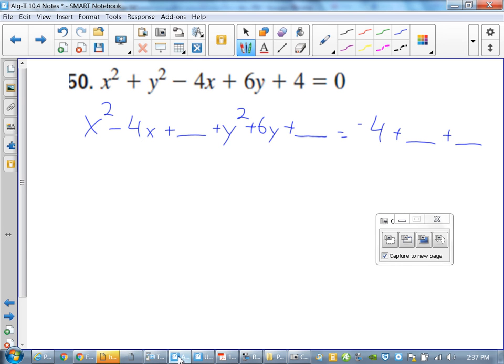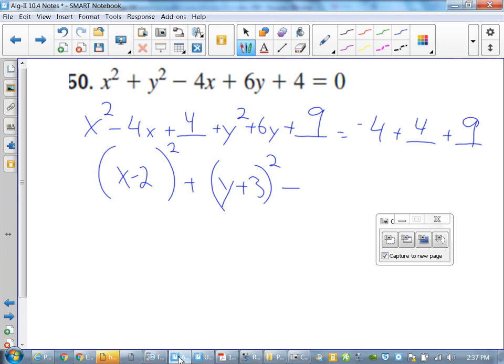What's half of negative 4? This is going to confuse me if I do this. When you square it, you're adding a 4 to both sides. What's half of 6? 3. What's 3 squared? 9. What's negative 4 plus 4 plus 9?